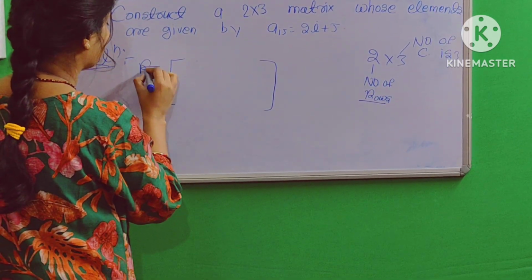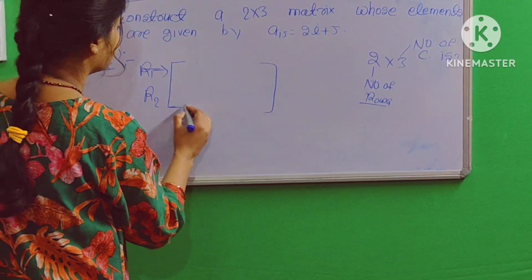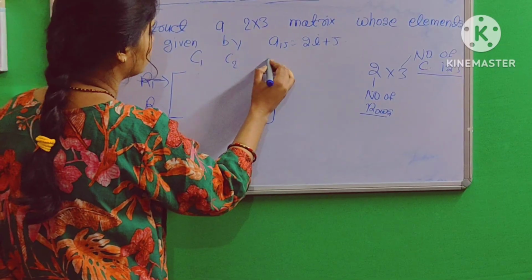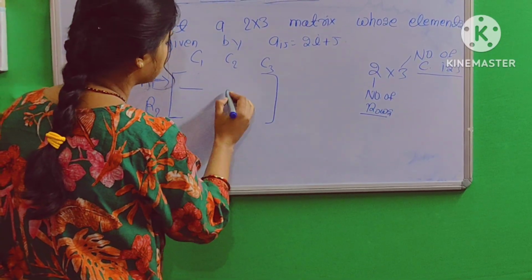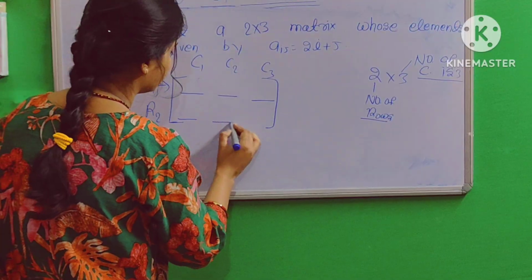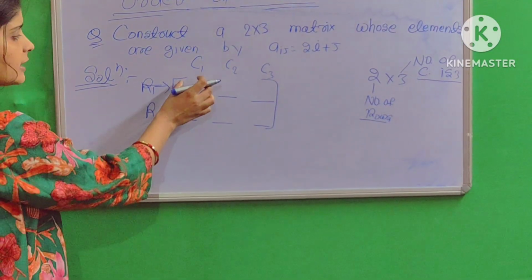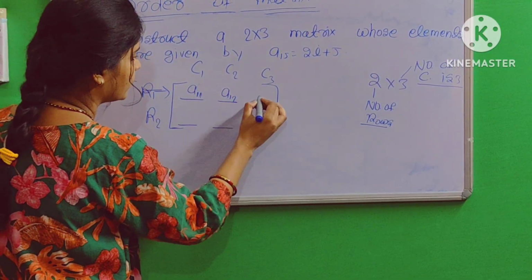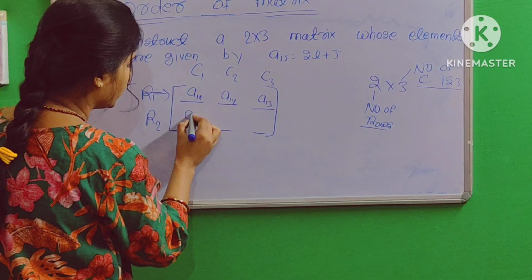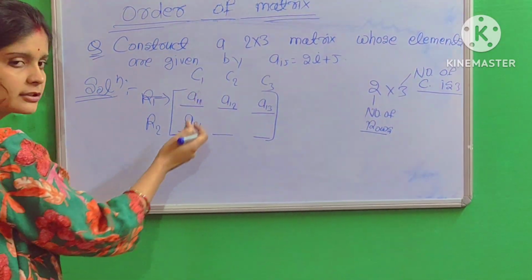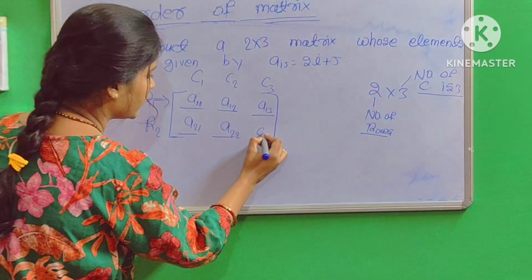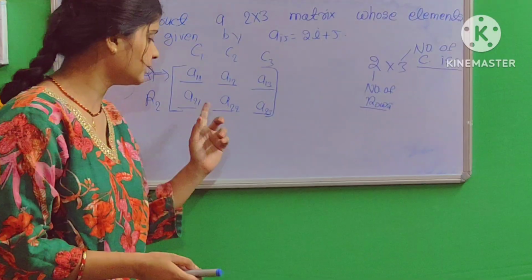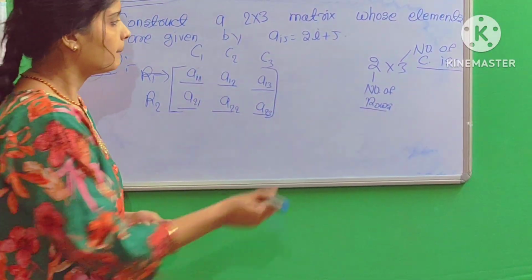Look at this. This is our R1, row 1, and this is our R2. And we have to construct 3 columns. So this is our C1, this is our C2, and this is our C3. We have to fill this space, this space, and also this. So what can we write here? We can write A11, A12 and A13. This is A21, second row and first column, A22 and A23. So we have to find the values of A11, A12, A13, A21, A22 and A23 by this.